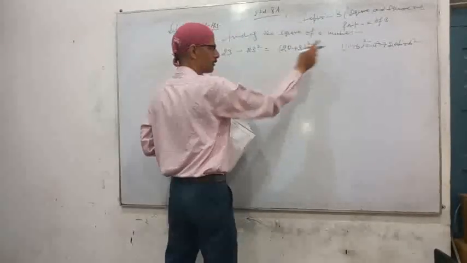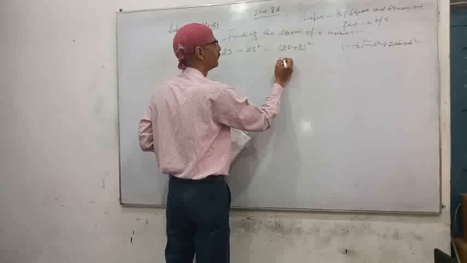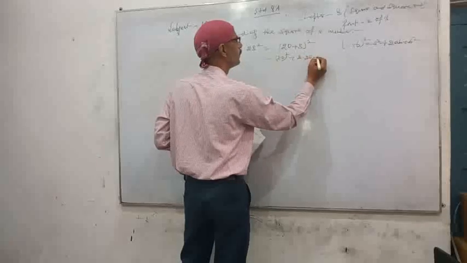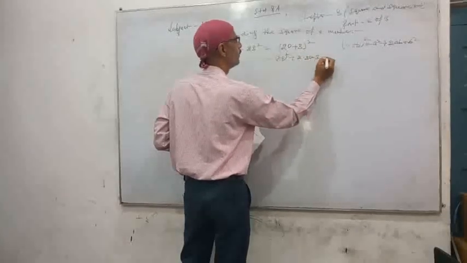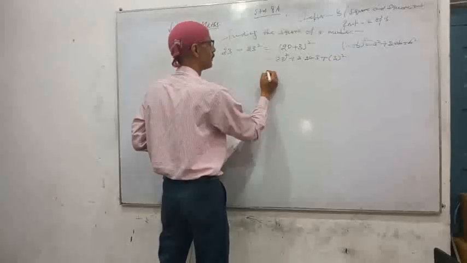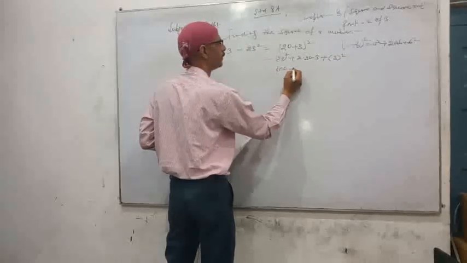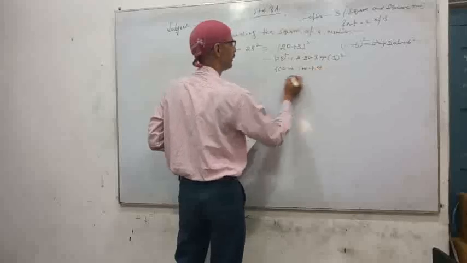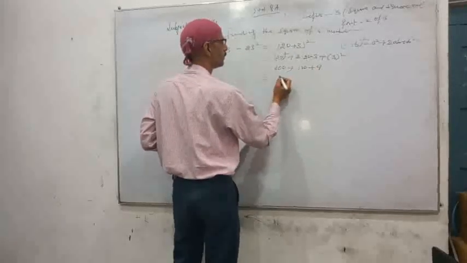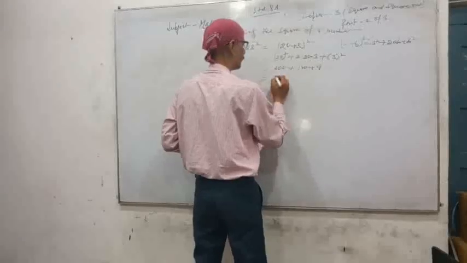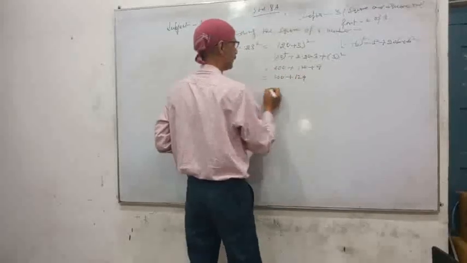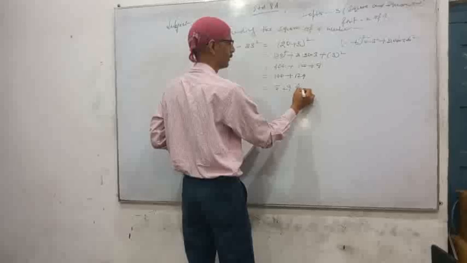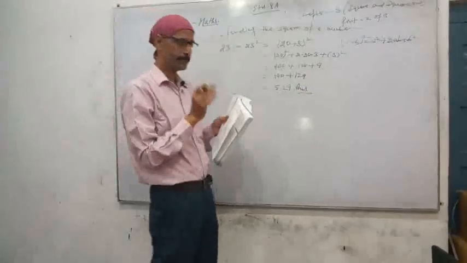So put this in this formula, and now you can proceed like this: 20 squared plus 2 into 20 into 3 plus 3 squared, 400 plus 120 plus 9. Add this, you will get 400 plus 129 is equal to 529. This is the square of 23.